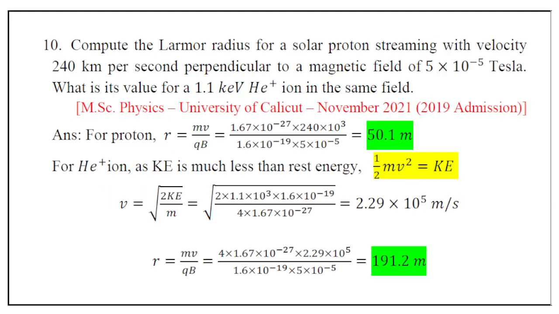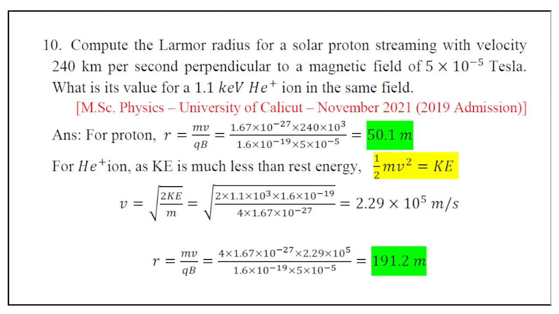The first problem is: compute the Larmor radius for a solar proton streaming with a velocity of 240 km per second perpendicular to a magnetic field of 5 × 10^-5 Tesla. What is its value for a 1.1 kilo electron volt helium plus ion in the same field? So for proton, R is equal to m v by q B. So mass of the proton into velocity, it is given as 240 km per second. So it will be 240 × 10^3 meter per second divided by charge of the proton into magnetic field. So it will be 50.1 meter.